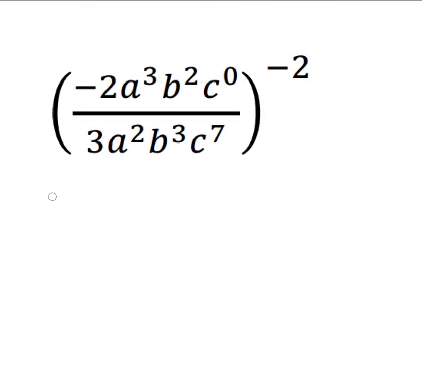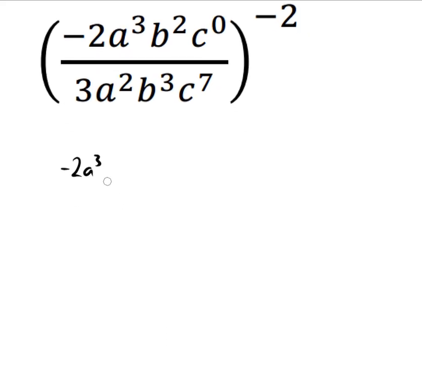So once again, applying the zero exponent rule, there is a zero exponent here, so I get negative 2a cubed b squared, all over 3a squared b cubed c to the 7th, right? And all I did there was apply the zero exponent rule.